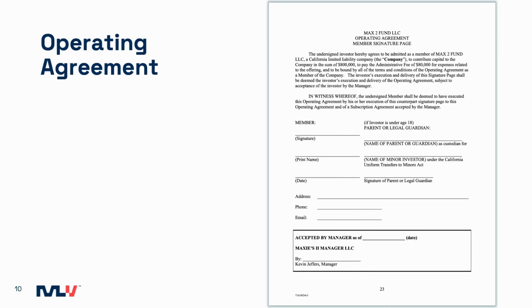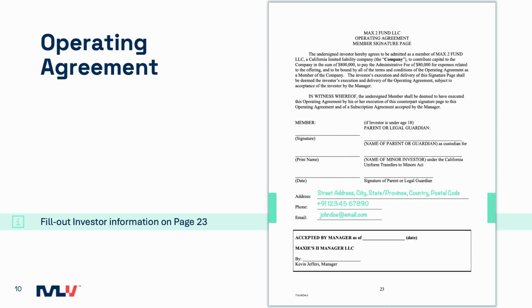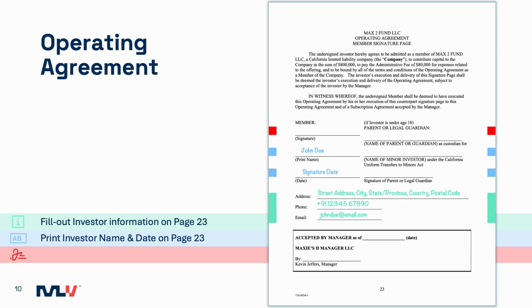On page 23 of the operating agreement, the investor should fill out the address they would like to receive any mail from the fund manager, their phone number, and an active email to communicate with the fund manager. These spaces to fill out are indicated in green. They should also print their name and write the signature date as indicated in blue. The investor should sign their name as indicated in red.